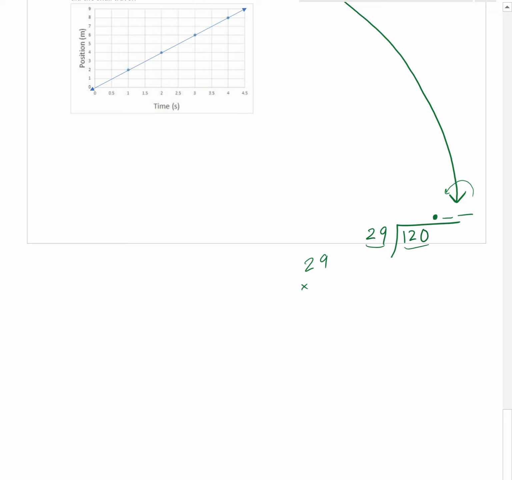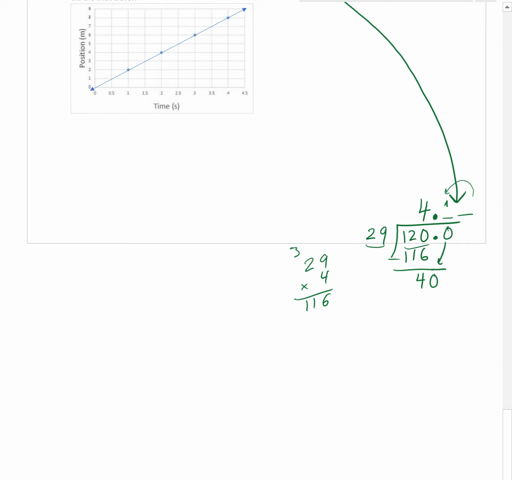What do you think? 4 times maybe? Let's try that. 4 times 9 is 36, 4 times 2 is 8, 116. Okay, that sounds about right. If I subtract those, I get a 4. I'm going to bring down another 0. Make sure there's a decimal in my answer.